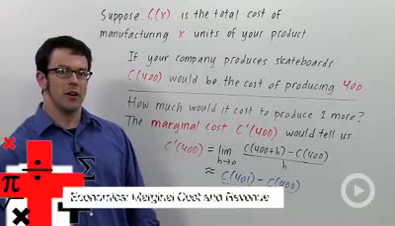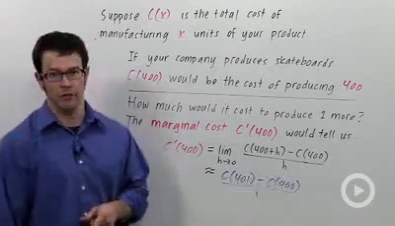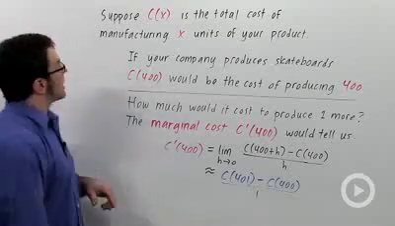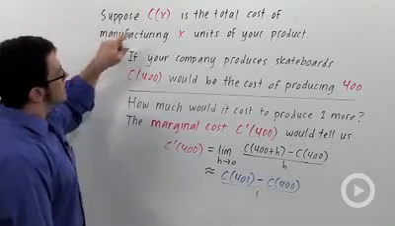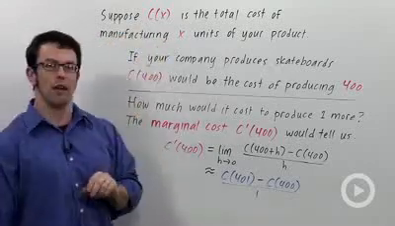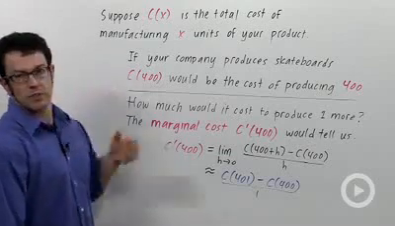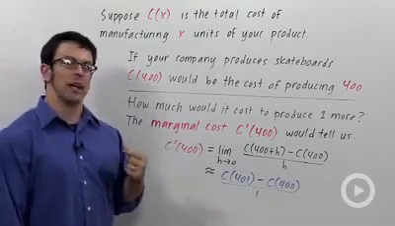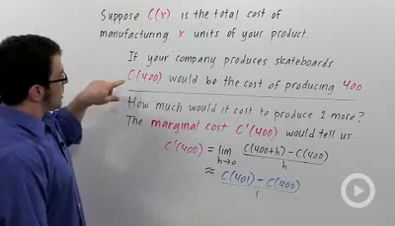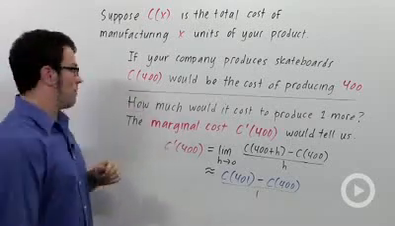In economics, there are two special terms that I need to introduce to you: marginal cost and marginal revenue. I'll explain what they are in a second, but first, let's imagine that C of X is the total cost of manufacturing X units of your product. For example, if your company manufactures skateboards, C of X would tell you what the cost is of manufacturing X skateboards. If your company produces skateboards, C of 400 would be the cost of producing 400 of them.